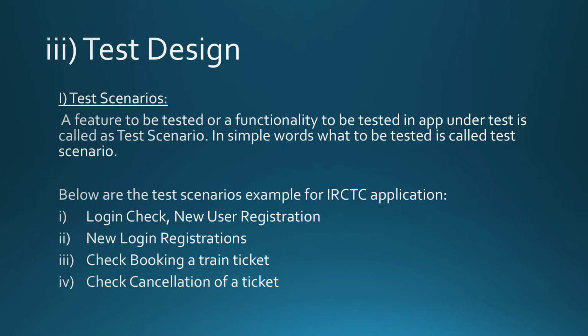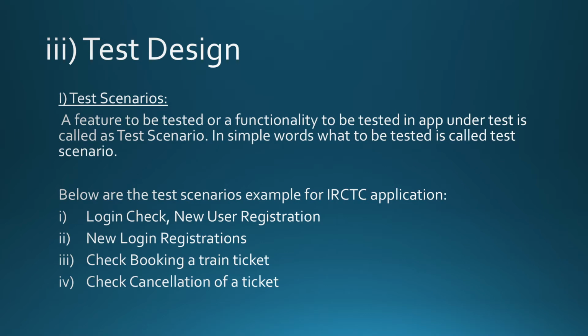So that is called a test scenario, where we are going to test that functionality of the application which is under test. In simple words, what to be tested is called a test scenario. Okay, for example, I want to test Amazon application login, that is called one scenario. If I compose some email and send it to someone else, whether he received it or not, I want to test that, so that is also called one scenario.